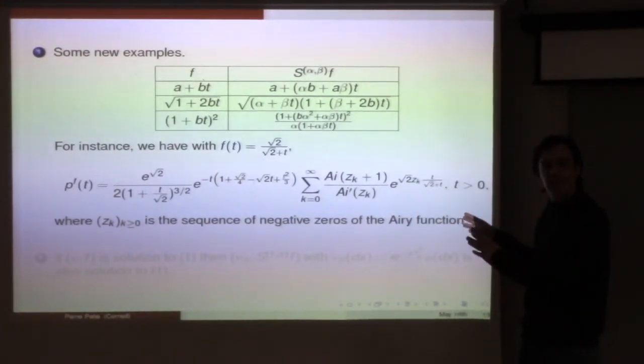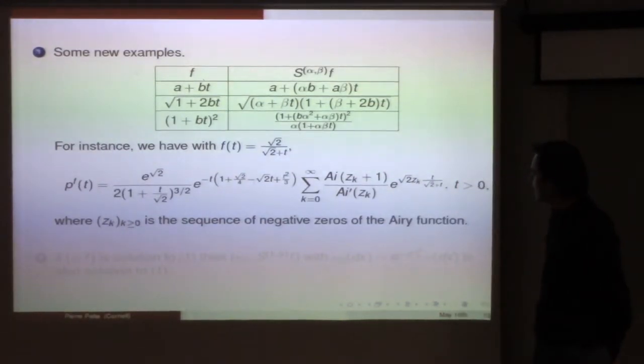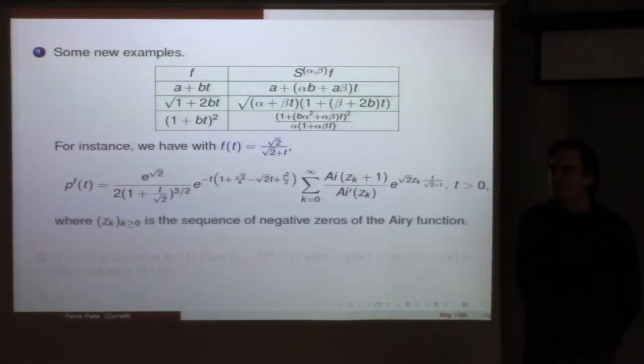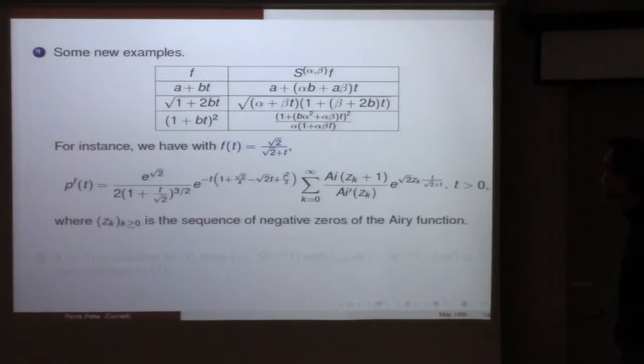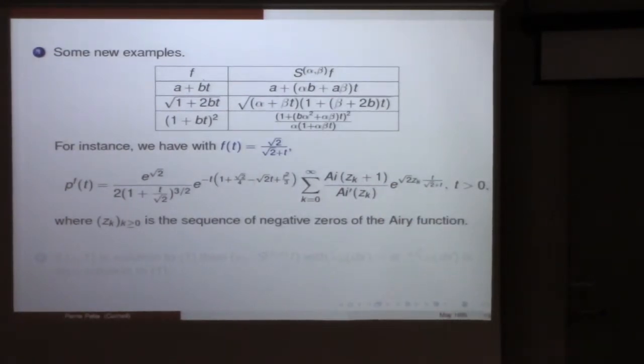So I will not go into details, but what we have here is the so-called Airy function, and that's the sequence of zeros. Okay, so to derive such an expression, one uses spectral theory associated to some differential operator to which the Airy function is a solution.